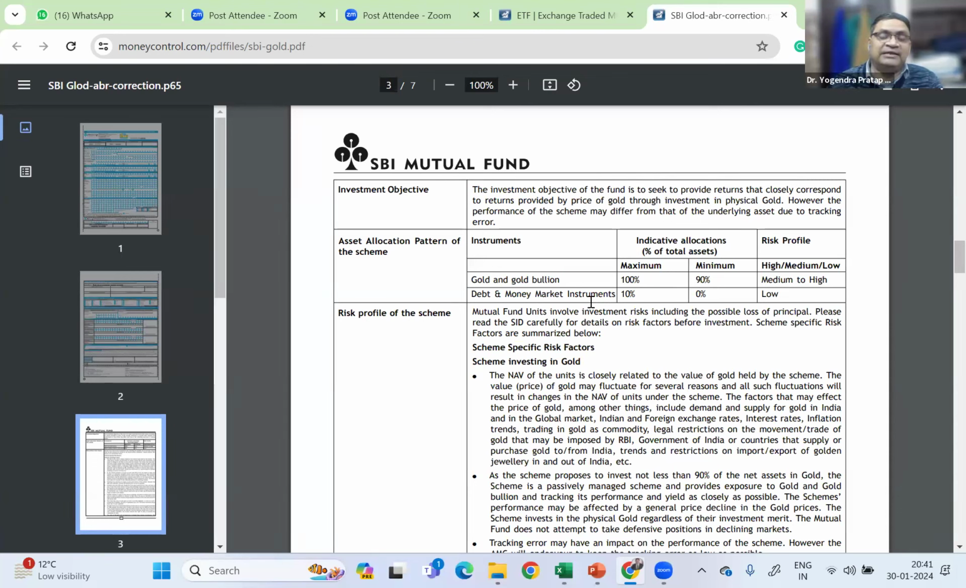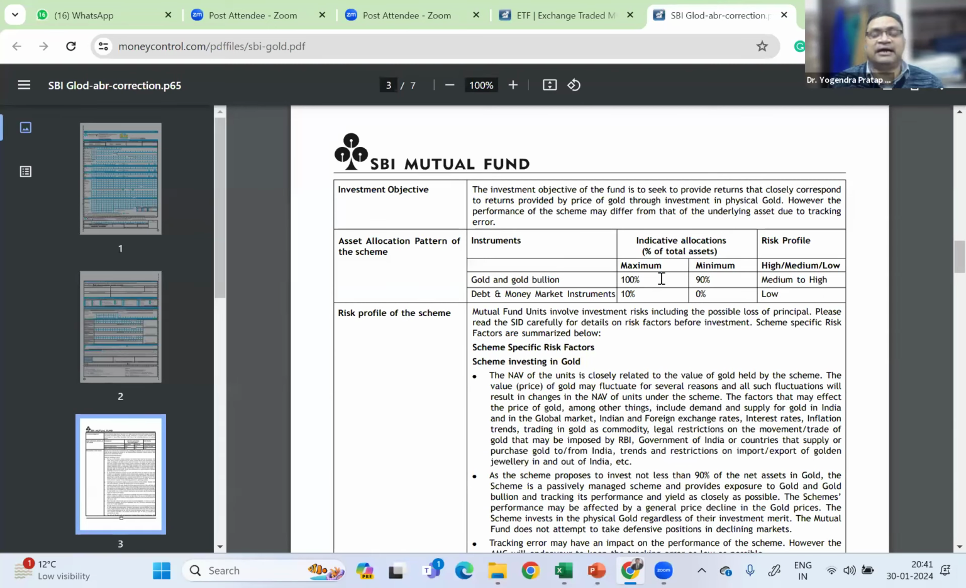Related to gold mining or gold trading. Here in gold ETF, the fund manager is allocating the entire money of the investor, that is the unit holder, in physical gold and gold bullion, means physical gold, 100%. This is the indicative analysis.